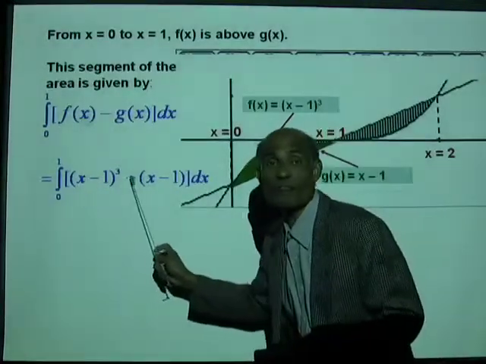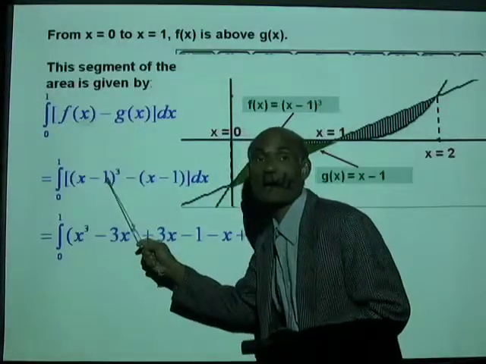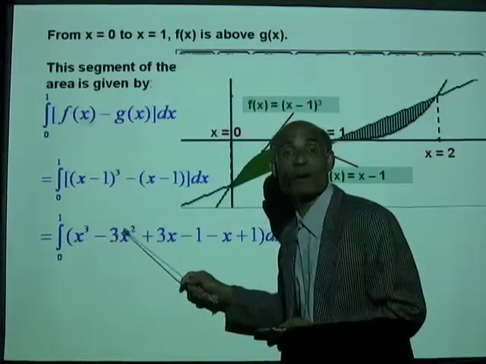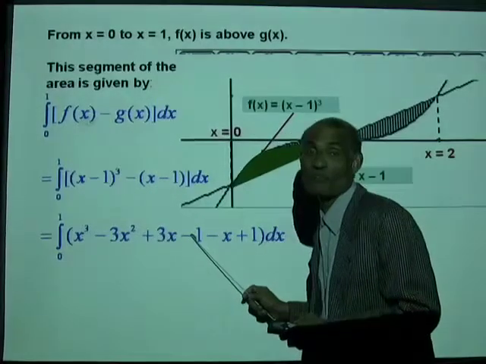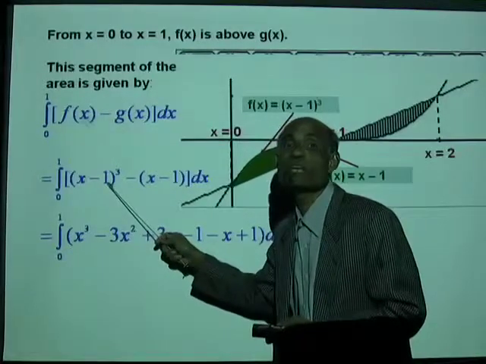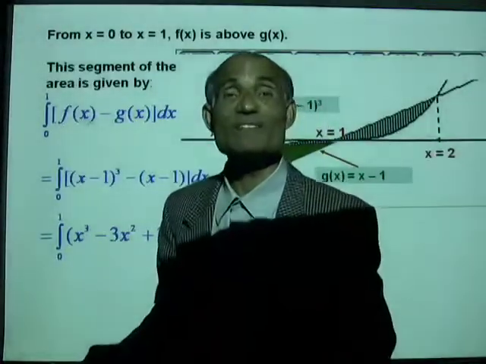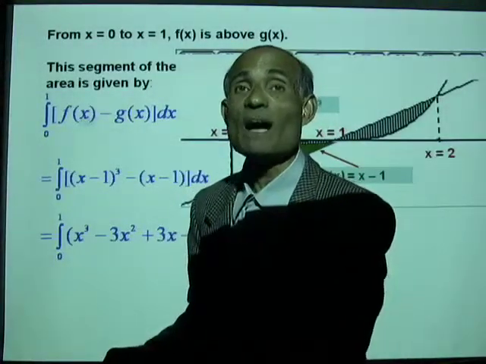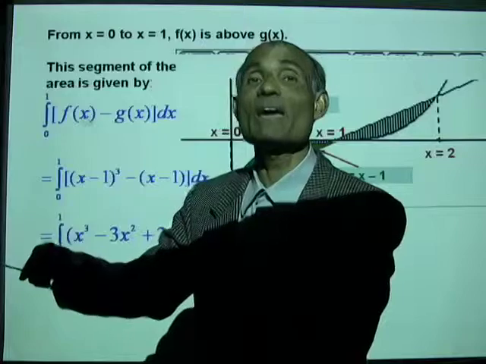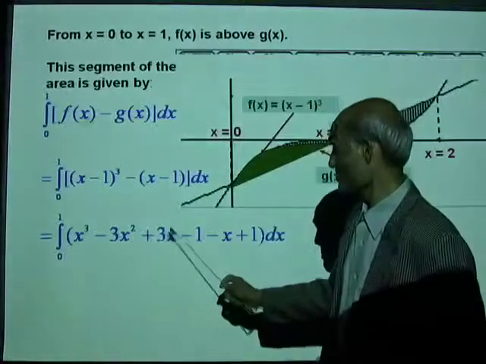Well, you need to now simplify this to integrate that. Alright, you know how to simplify x minus 1 to the power of 3. It is x cubed minus 3x squared plus 3x minus 1. Well, you need to know how to expand a minus b raised to the power of 3. A minus b raised to the power of 3 is a cubed minus 3a squared b plus 3b squared a minus b cubed. That's right. Well, you need to apply that.